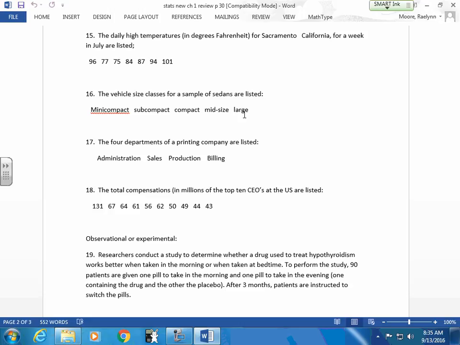Yeah. Four departments of a printing company. What's this one? Nominal. The total compensation in millions of the top 10 CEOs, they should have parentheses. These are the total compensations in millions: 131 million, 67 million. Ooh, what's the highest level? Ratio. These are like salaries. Compensations are like salaries. Numbers, actual dollar values. In millions. So we're getting a little bit better with these.